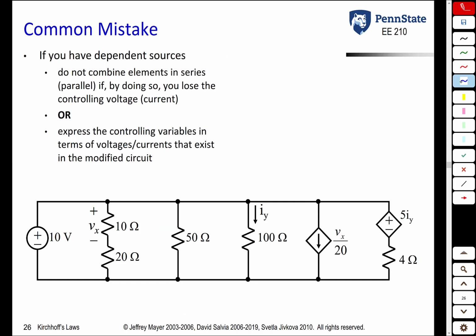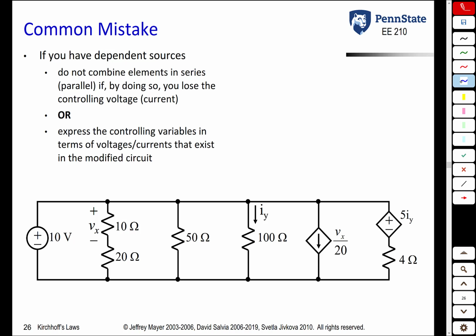People are often inclined to combine as many resistors in series and parallel as possible, regardless of whether it's actually helpful or not. There are some cases where you really do not want to do that. As I mentioned before, if you're trying to find information out about a particular resistor, for example, you may not want to combine it with other resistors because you lose that individual resistor's information. Another time you don't want to do that is when you have dependent sources.